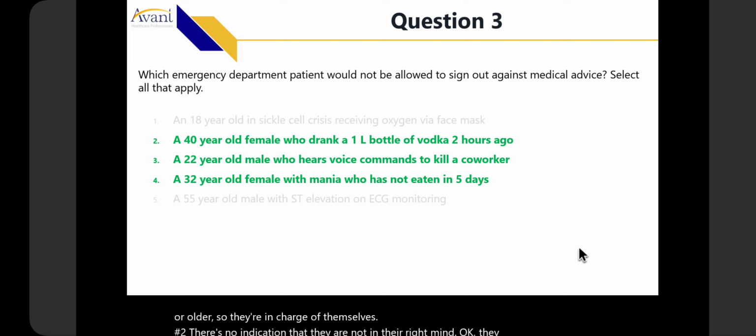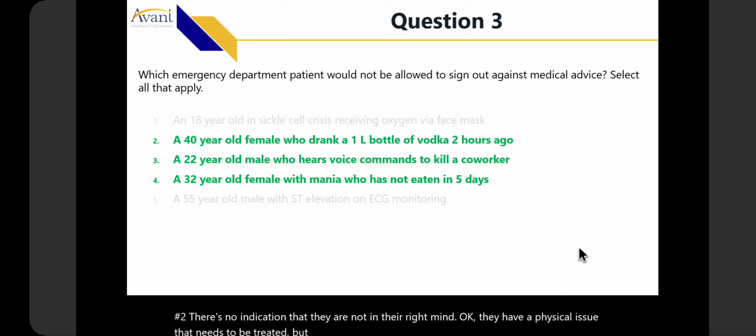Okay, they have a physical issue that needs to be treated, but there's nothing indicated that says that this person does not have all the facts they need, does not know the repercussions of the choices they would make, or is impaired mentally in any way. Okay, that's the criteria. Is there a mental impairment?